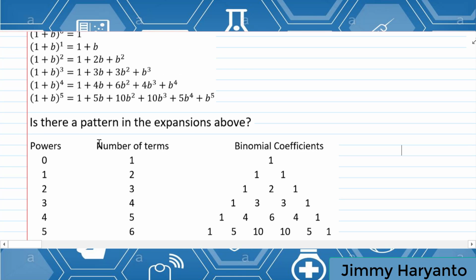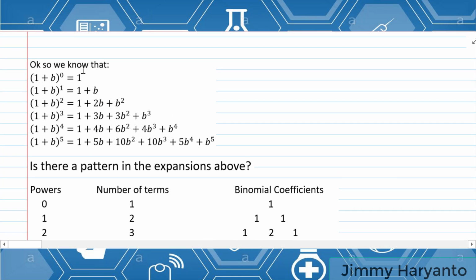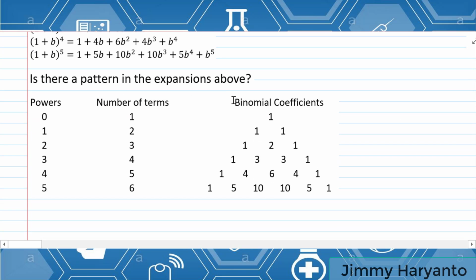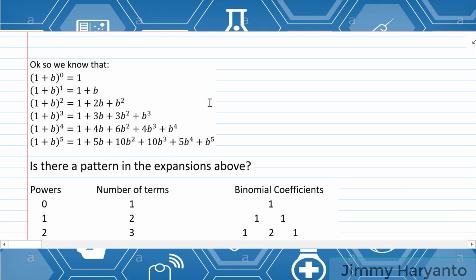With the power of 0, the number of terms will be only 1. With the power of 1, the number of terms will be 2. And with the power of 2, there will be 3 terms. And the coefficients. Take a look at the coefficients. This is so important.